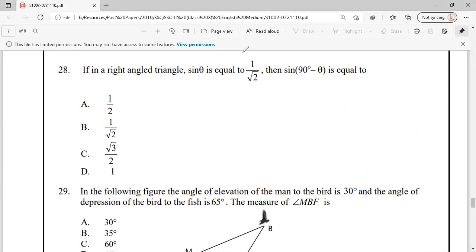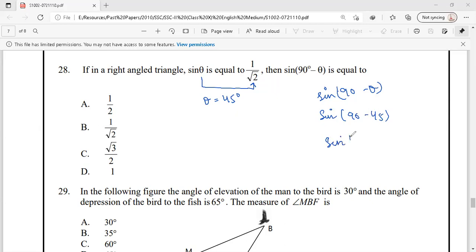Then we have question number 28. In a right angle triangle, sine theta is equal to 1 over root 2. So the value of theta when sine is 1 over root 2 is such that theta equals 45. So sine of 90 minus theta will be equal to sine of 90 minus 45. So it will be equal to sine 45. And this is also equal to 1 over root 2. So option B is the right answer.